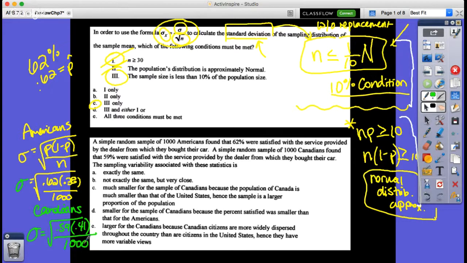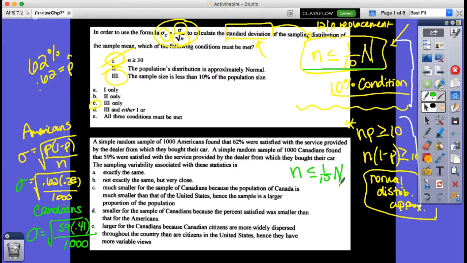Now, one of the things too, in order to use this standard deviation formula, we have to come back up here and say, is little n less than or equal to 1/10 of N? So really, I can't use that standard deviation formula unless I establish this to be true. This is a multiple choice question, but just in case.